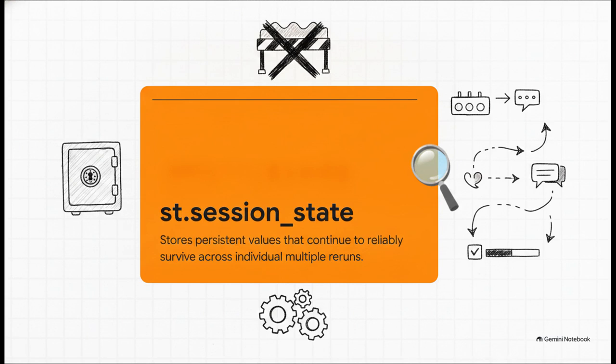A perfect example of this today is a chat history. If you're building a front end for a large language model, which Streamlit is incredibly famous for, by the way, you absolutely have to remember the previous questions the user asked. Session state holds on to that context perfectly while the rest of the page updates around it.